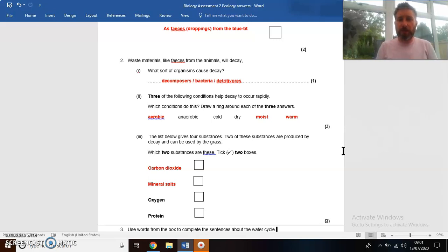Right, the list below contains 4 substances. 2 of these are produced by decay and can be used by the grass. Well, that's carbon dioxide produced by decay because that goes back into the atmosphere and photosynthesis can use that, and mineral salts. So if you think about a good example of decaying material we use. If you've got a garden and you're a keen gardener, you might have a compost heap. Compost heap has warm, moist, aerobic conditions, and we put it on soil to provide mineral salts. It does not provide protein. Protein is one of the things that will be munched away at by those decomposers.